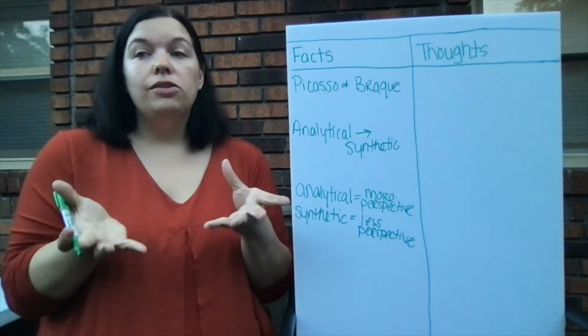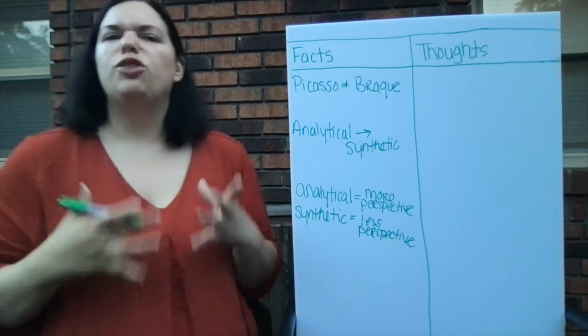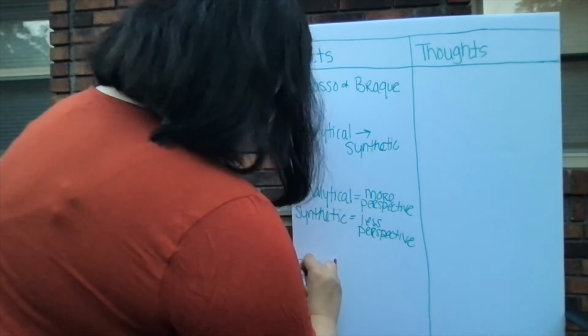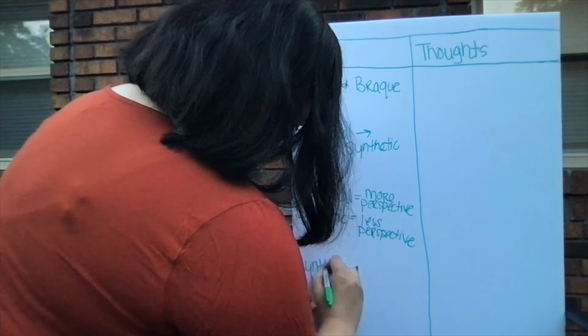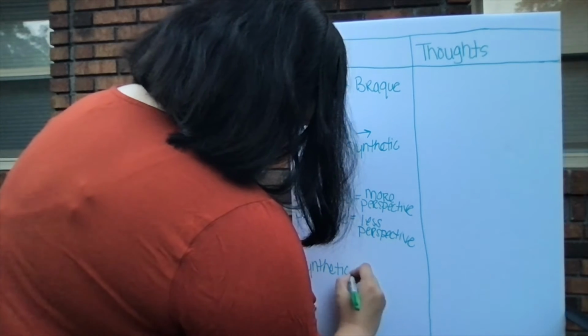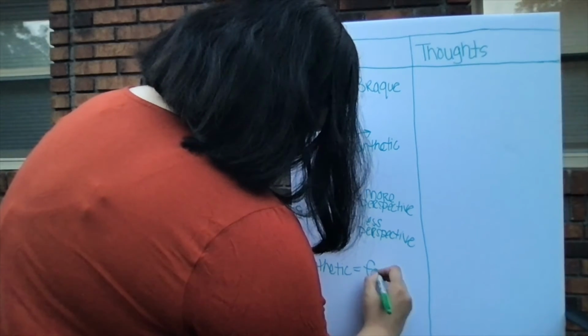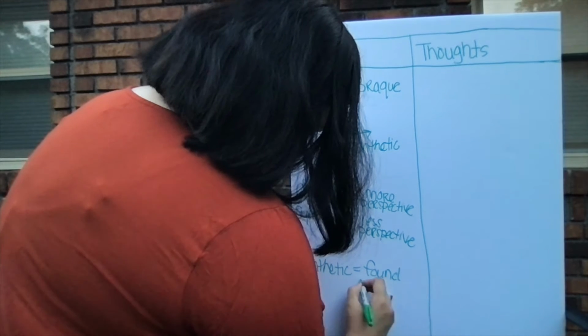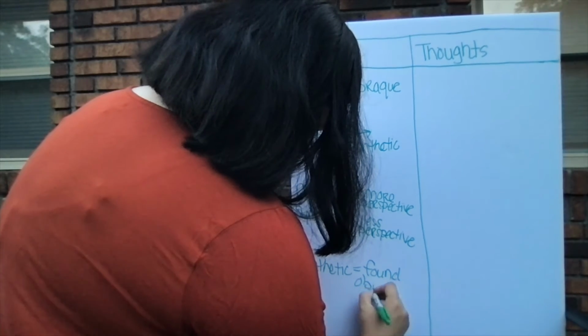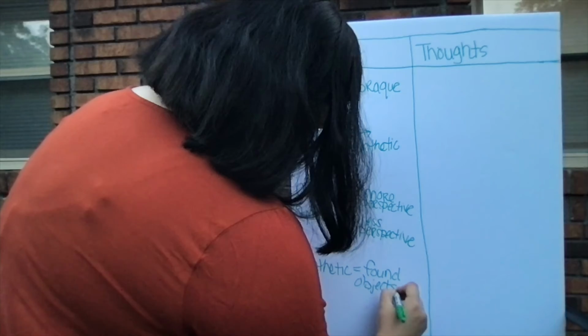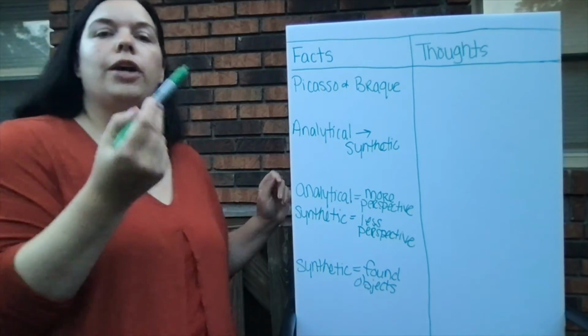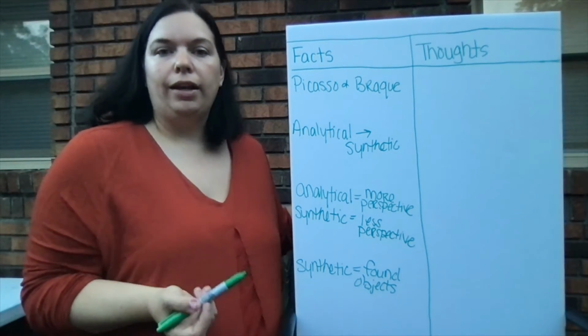Great, so synthetic uses found objects, right? So it's a little bit more realistic. Wonderful. So those are some great four facts about synthetic and analytical cubism.